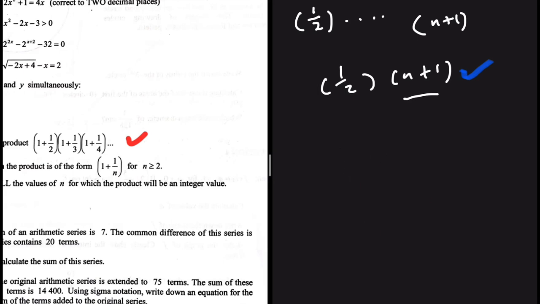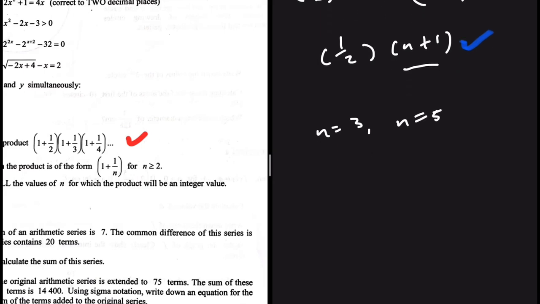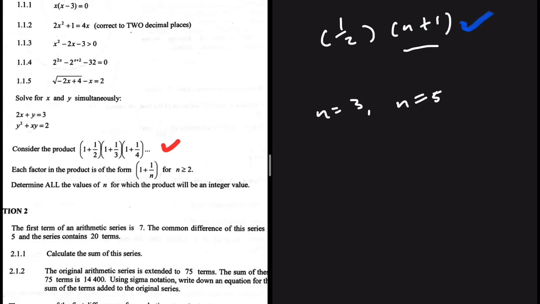So how can we achieve that? If n is equal to 3, our condition is satisfied, because we're going to have 4 divided by 2. If n is equal to 5, we're going to have 6 divided by 2. If n is equal to 7, we're going to have 8 divided by 2, and so on. So n can be 3, 5, 7, 9, up until infinity, some odd number, so that our product can be an integer. So there we go.